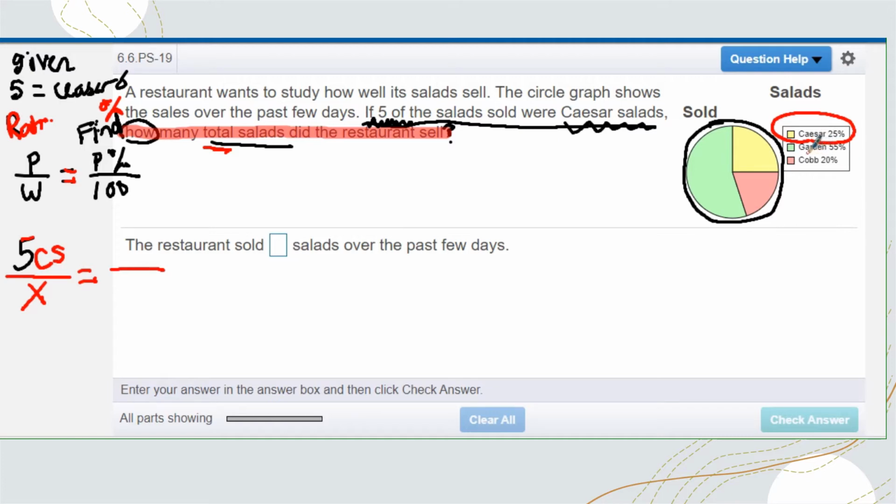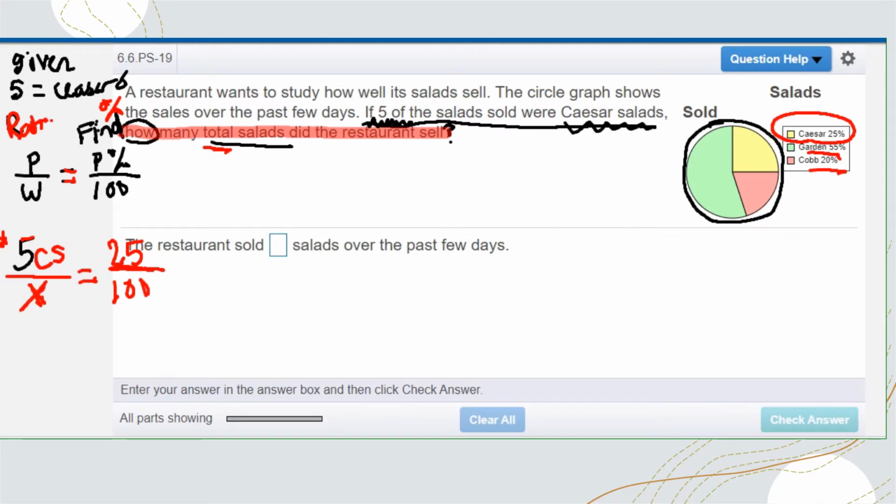If we put the percentage for garden, or the percentage for this one, we'll get the wrong answer because the equal sign means equivalent to. So if we have five Caesar salads here, we need the percent for Caesar salads, which is 25 per 100. So once we find out what the value of X is, we'll have the total number of salads.